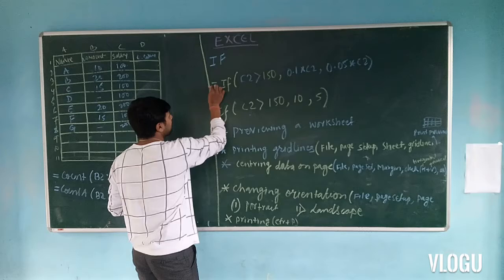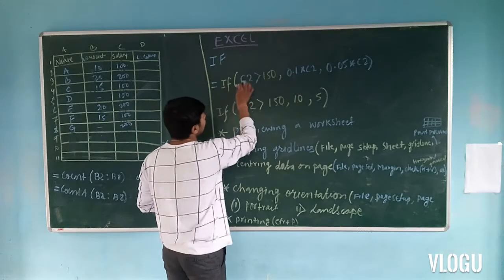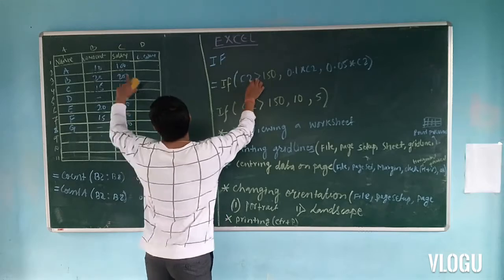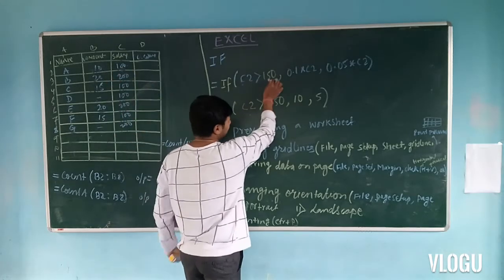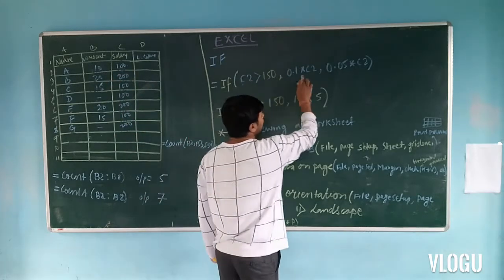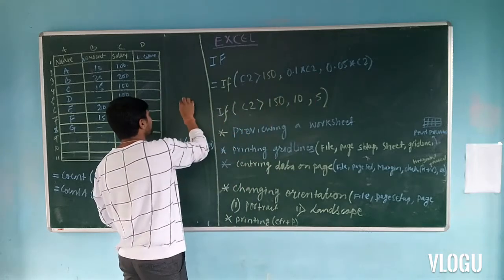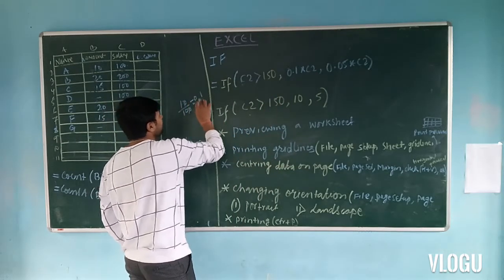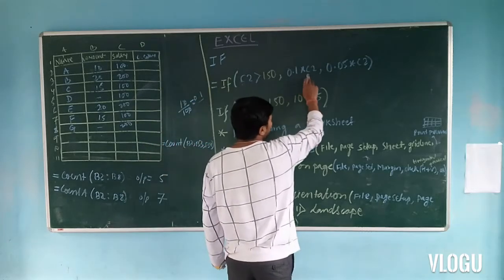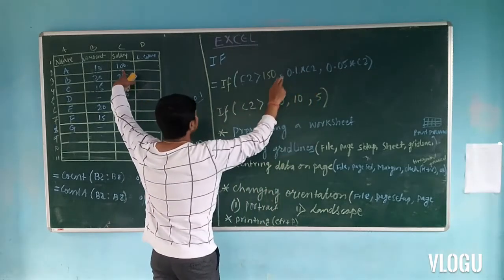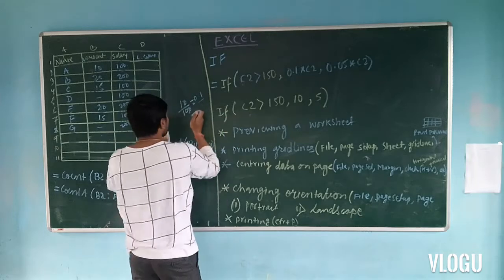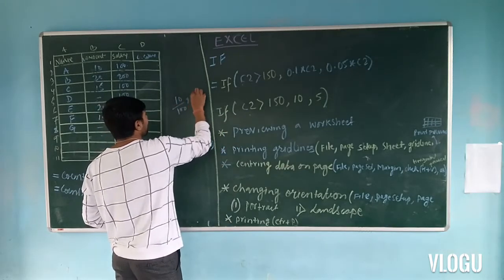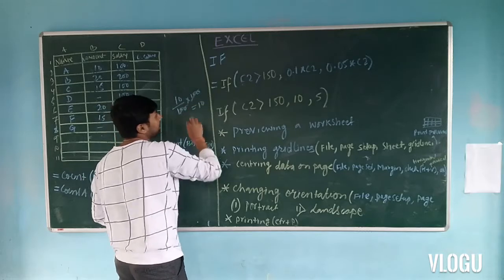First we have to put an equal to sign, then IF, then open the bracket. C2, the salary of A, is greater than 150, comma, this is the 10%. 10% means 10 by 100, so how much are we getting? 0.1. Now 0.1 into C2, the salary, is 100. So 10 by 100 into 100, we are getting 10 rupees.